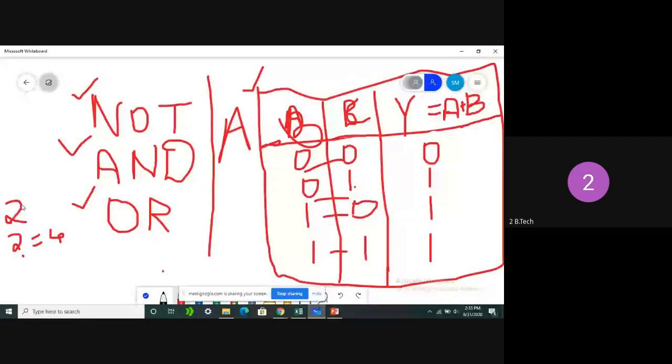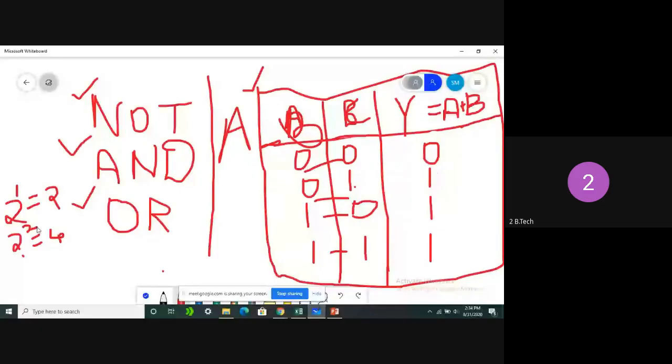So the number of combinations is a power of 2 of the number of inputs. If input is 1, combinations are 2. If input is 2, number of combinations are 4. In that way we can design a relation between number of combinations in input and number of inputs. So if inputs are 3, how many combinations will we get? 8. Very good.